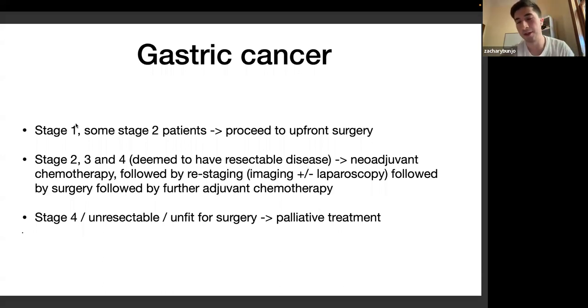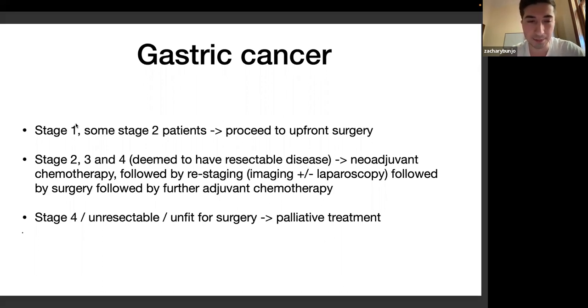So they'll get chemo, they'll be staged, they'll get chemo, and they'll typically get restaged to see what their response to that chemo is like. If they're a candidate, they'll proceed with surgery, and then following that, they'll get further chemotherapy. So it's like a sandwich approach to management.